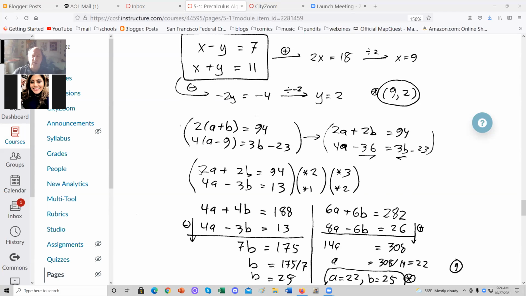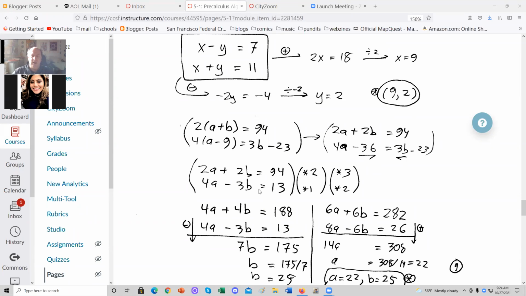So you get this 2 by 2 system. 2a plus 2b equals 94 directly from here. And from here you get 4a minus 3b equals -23, plus 36 makes 13. So 2a plus 2b equals 94, and 4a minus 3b equals 13.